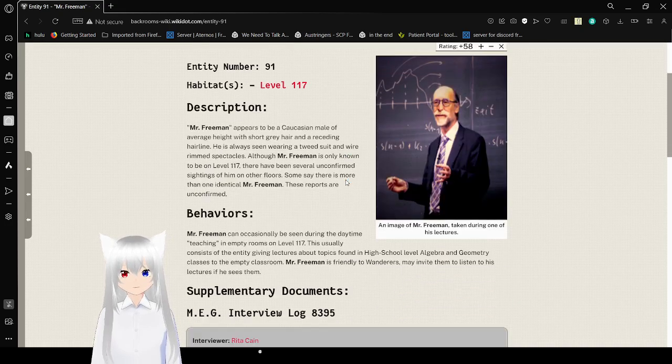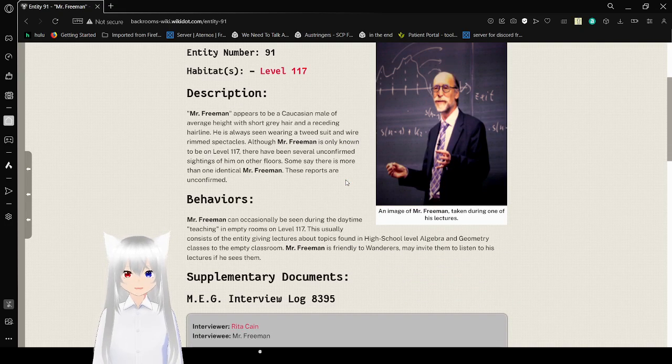Description: Mr. Freeman appears to be a Caucasian male of average height with short gray hair and a receding hairline. He is always seen wearing a tweed outfit and wire rimmed spectacles. Although Mr. Freeman is only known to be on level 117, there have been several unconfirmed sightings of him on other floors. Some say there is more than one identical Mr. Freeman. These reports are unconfirmed. An image of Mr. Freeman taken during one of his lectures.